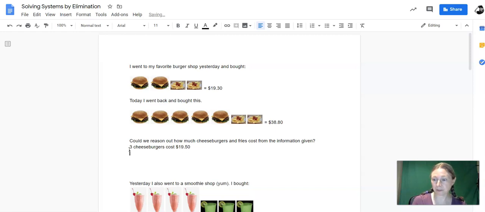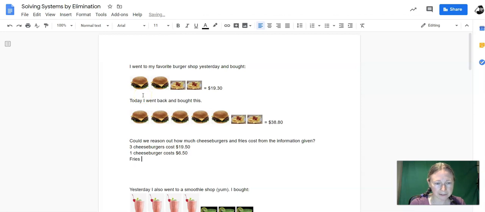And so you could take $19.50 and divide it by 3 and figure out the cost of 1 cheeseburger. So if we divide that by 3, 1 cheeseburger costs $6.50. And then from that information, it's pretty straightforward to figure out how much the French fries cost. So you could just plug the $6.50 back into the original situation. $6.50 times 2 would be $13. $19.30 minus the $13 is $6.30. So therefore each French fry costs $3.15.